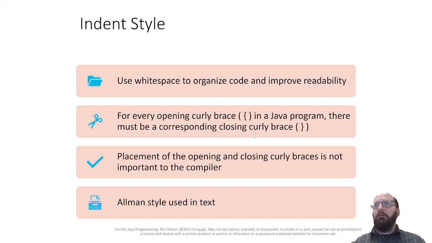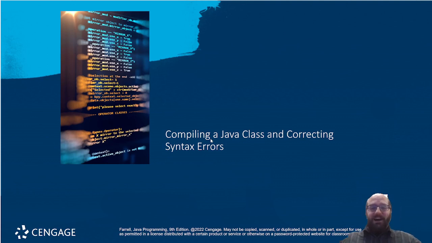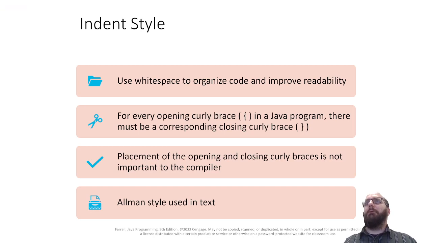So how do we compile a Java class? You go back to that screen. How do we compile a Java class, and how do we correct syntax errors? Well, you've got to find them. First off, use white space to organize your code and improve readability. It helps me when I go to help you.